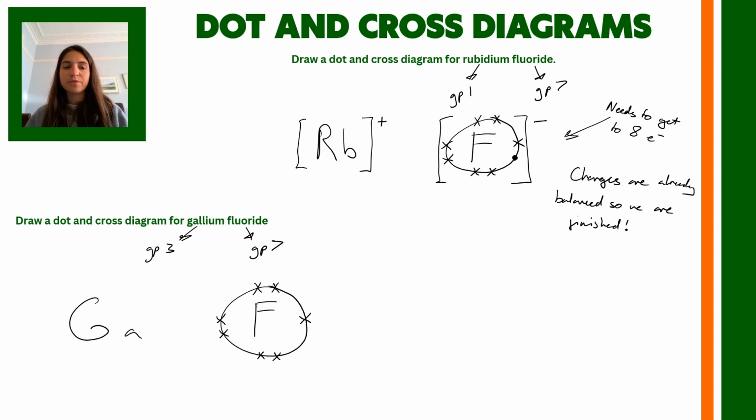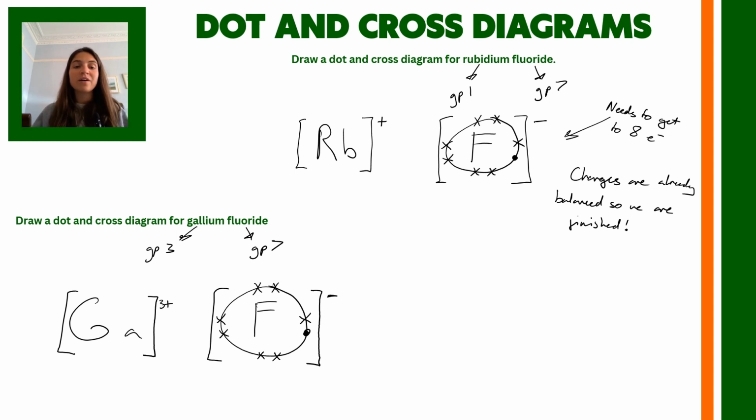Okay, gallium is group 3 and fluorine is group 7. So my gallium, I need it to have a complete outer shell by losing those 3 electrons in the outer shell. And my fluorine is going to need to gain 1 electron in its outer shell to have a full outer shell. So now let me put my charges on. So my gallium, I need +3 charge for my ion there. And for my fluoride, it has a -1 charge.